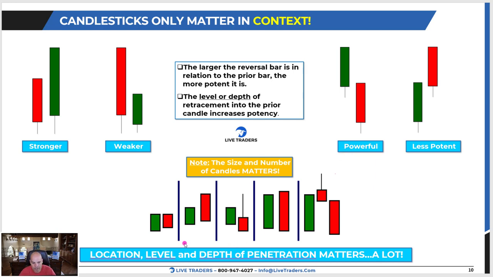Okay. And then we talked about how location, level, and depth of penetration matter. And we also talked about time frame. When that pattern happens over a longer period of time, it's a much more potent pattern, right? It means a lot more. So I want you to keep this slide in your mind as we go through today, because the next 5 or 6 slides, like I said, this lecture might be a little bit shorter than normal because I'm not feeling so hot today, are trades that were taken.